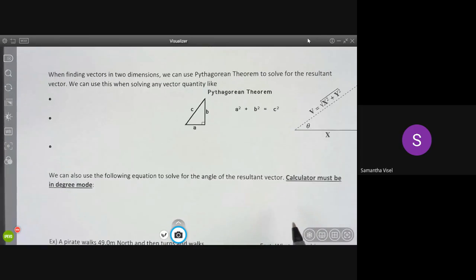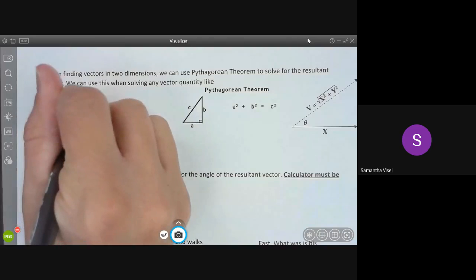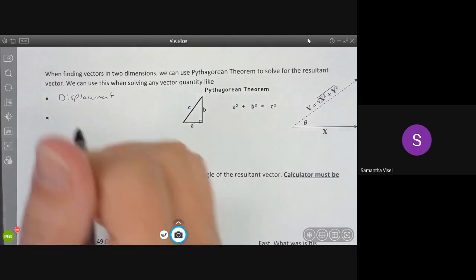So anything that is a vector quantity can have 2-dimensional motion. Displacement, which is what we're going to be looking at today, is 2-dimensional motion. So far we've been looking at 1-dimensional displacement. If I go north 10 meters and then south 10 meters and then north 5 meters, your displacement would be 5 north. That's what we've done so far, so 1D motion. Now we're going to look at 2D motion, combining an x and y component.